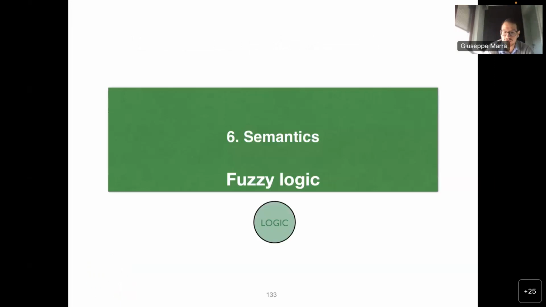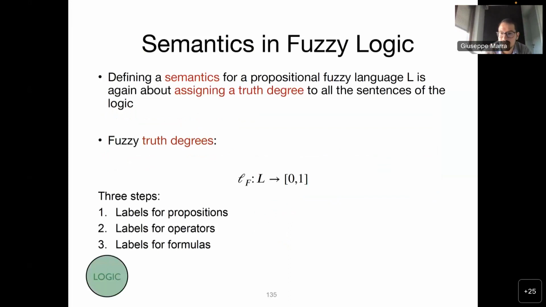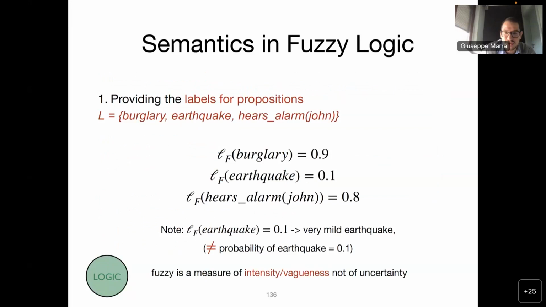So fuzzy logic is still a pure logical semantics. You say, okay, for me, things are not true or false anymore, but they can take any value between 0 and 1, with 0 being totally false, 1 being totally true, and all the values between them allowed. But then the process of evaluating sentences of the language is completely parallel to the one of Boolean logic. First of all, you assign values to the propositions. So a model in fuzzy logic is an assignment of values between 0 and 1 to all the propositions of the language. If the propositions of a simple language are burglary, earthquake, hears alarm, John, you give values. So burglary is a lot true, earthquake is almost false, and hears alarm is very true.